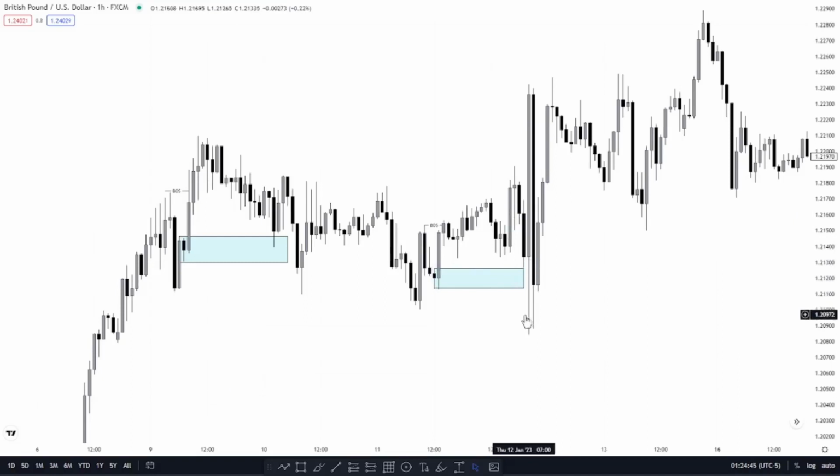Before you know it, price taps on that OB, that retail OB, and then drops again to take them out. Why did that happen? Something was missing with this candle that the retail trader marked as OB. Something was missing.